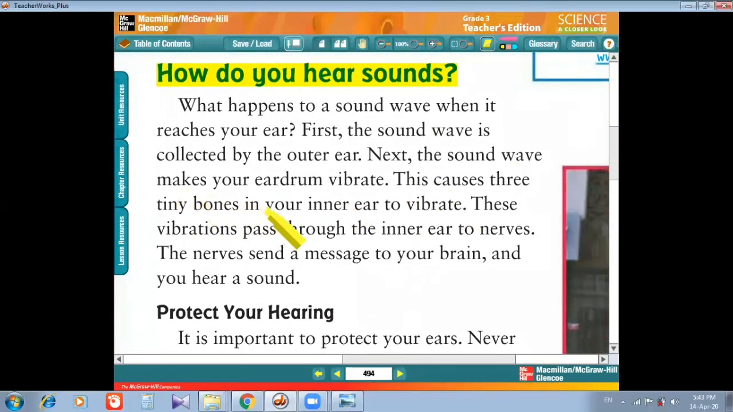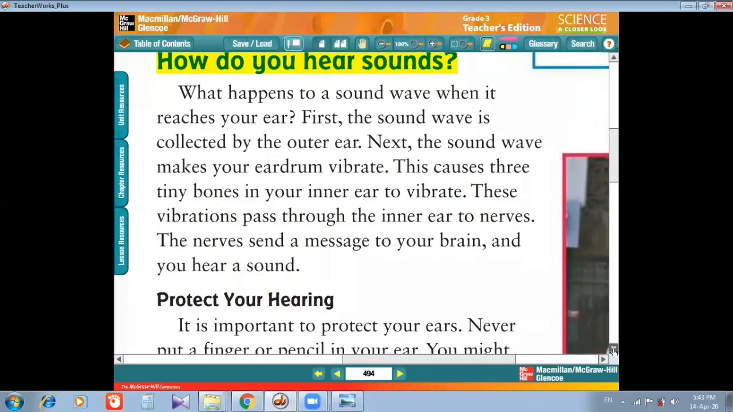This causes three tiny bones in your inner ear to vibrate. These vibrations pass through the inner ear to nerves. The nerves send a message to the brain, and you hear a sound. Then we recognize the sound.